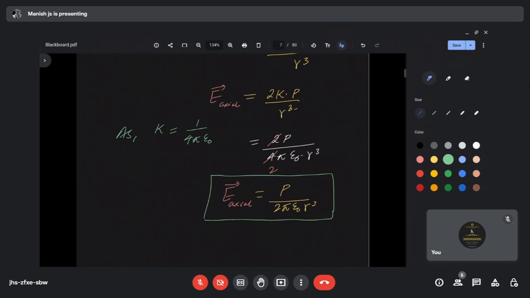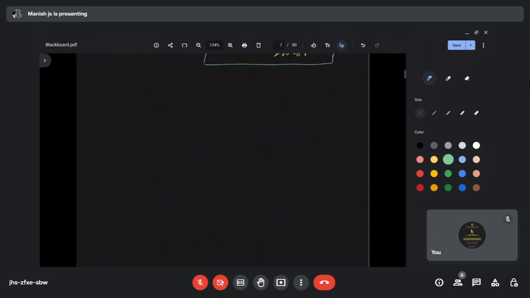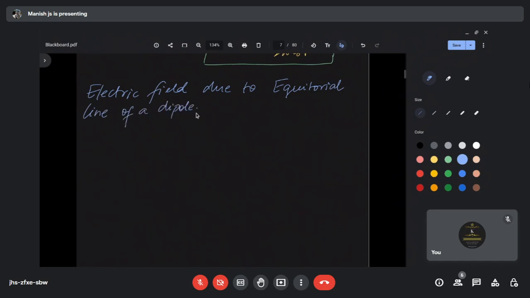Now, in the same way, we look at the electric field due to an equatorial line. For the equatorial line, we place the dipole at a different point and then we study. So next we will see the electric field due to the equatorial line of a dipole.